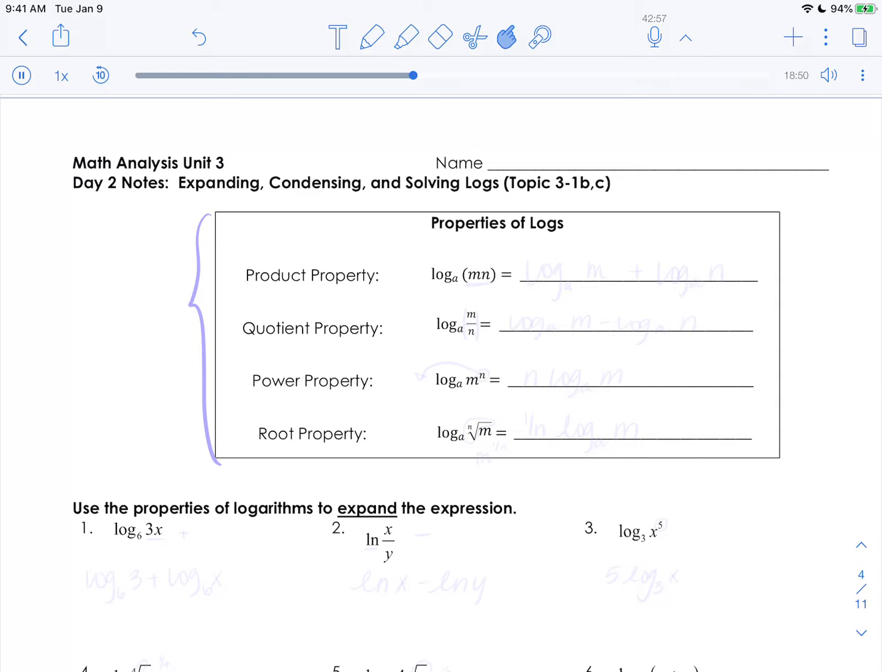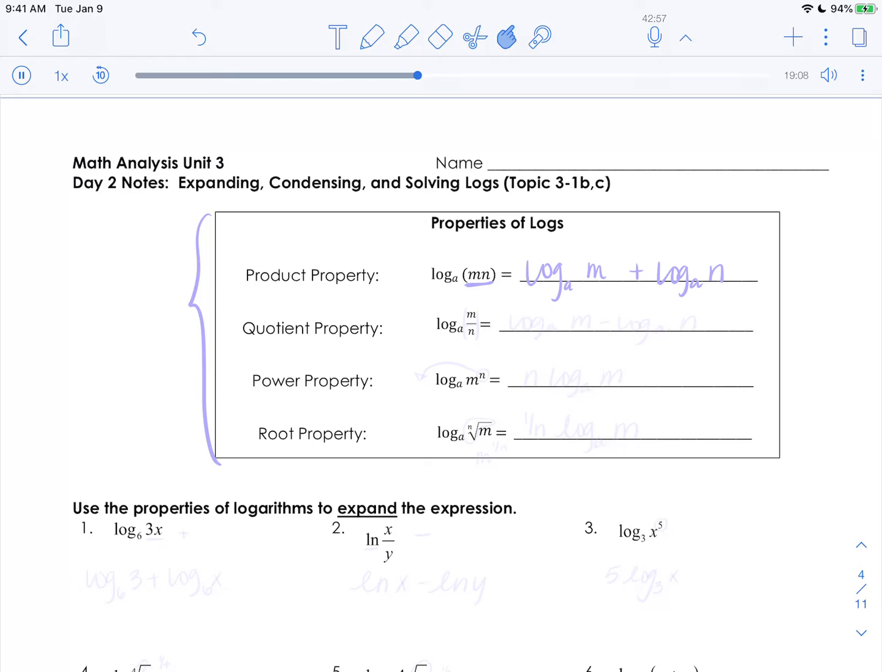Okay, so the first property is going to be the product property. If you are multiplying two things inside your argument, you can rewrite them using addition. So that just becomes log base A of m plus log base A of n.